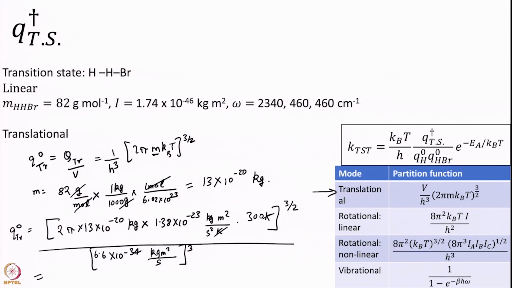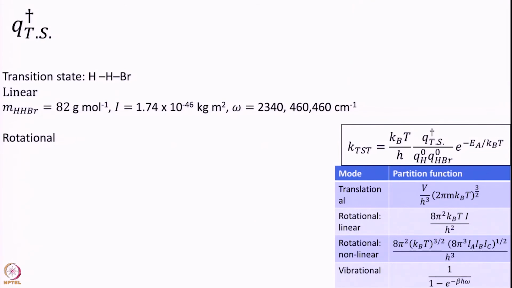We have done that a few times now, and the rest, the numbers, if I punch in, I get 7.32 into 10 to the power of 32 meter minus 3. So, once again in the ballpark of 10 to the power of 31 and 32. Okay, so, it makes sense.